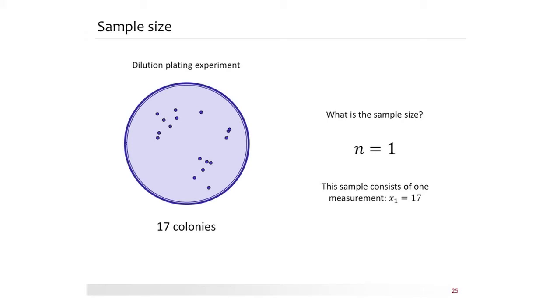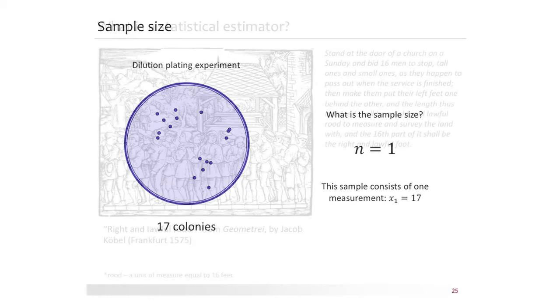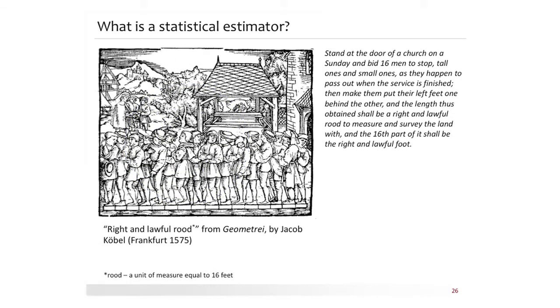Again, I told you about this experiment. If you do many plates, you take 3 plates, for example, your sample size will be 3 because you've got 3 numbers. So this is the correct answer.